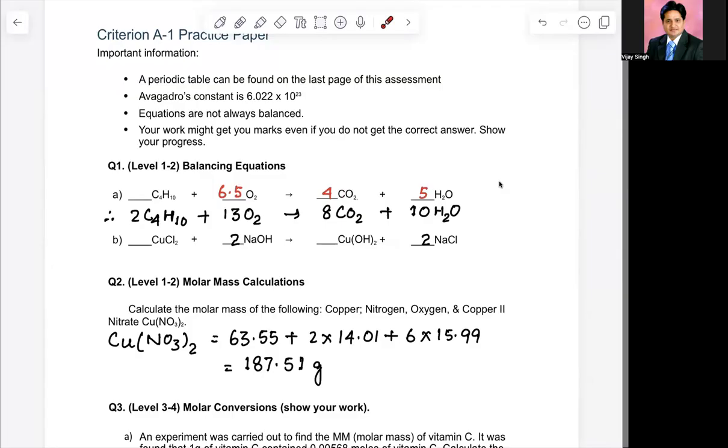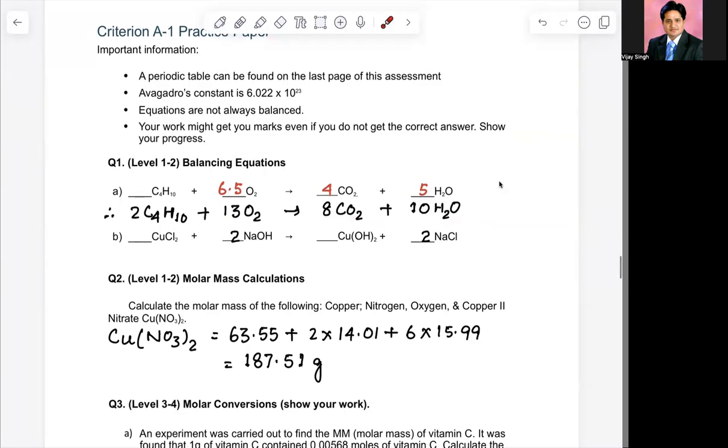So that balances C. Then hydrogen was 10, so I put 5 here, and that balances hydrogen. But now we have 8 plus 5, 13 oxygen. Here I can multiply by 6.5 to get 13, but you cannot have a decimal. So you multiply everything by 2. This 1 multiplied by 2 gives you 2, 6.5 multiplied by 2 gives you 13, 4 multiplied by 2 gives you 8, and 5 multiplied by 2 gives you 10. So your final balanced equation is 2C4H10 + 13O2 gives 8CO2 + 10H2O.